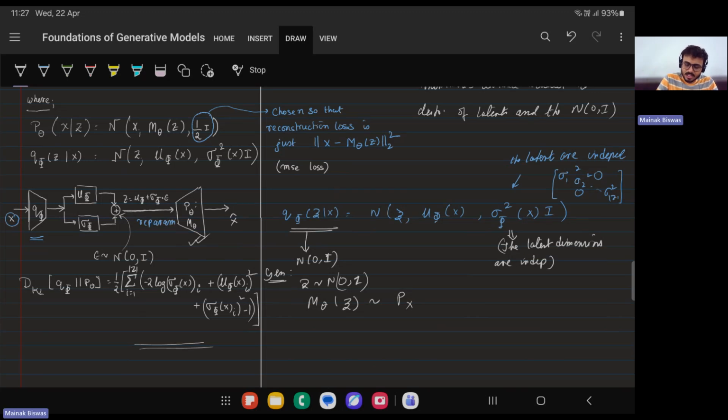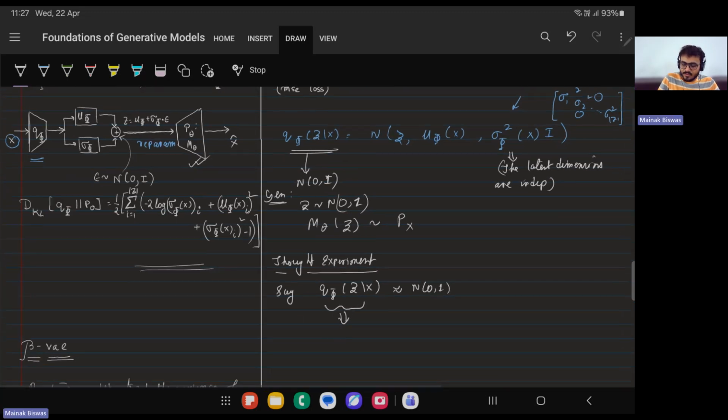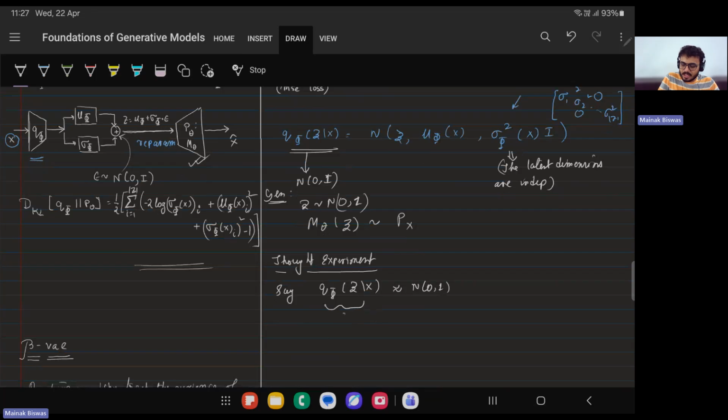Let's start with a thought experiment. Say q phi of z given x almost becomes equal to the normal distribution. Not only does it become very close to normal 0-1, which we actually want it to be, we also see that as it goes towards the normal distribution, it becomes independent. q becomes similar to q phi of z, which means independent of the input.